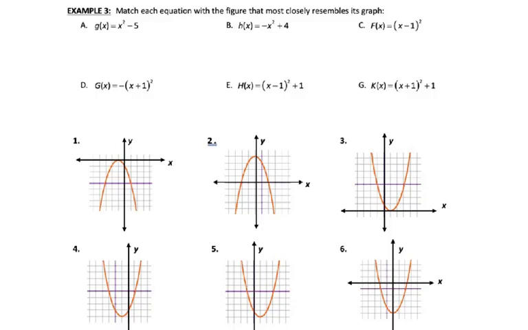So let's look at the next page, and we're gonna figure out what graphs match with what. So let's look at the first one. So the first one says g of x equals x squared minus 5. So what do we know from this?